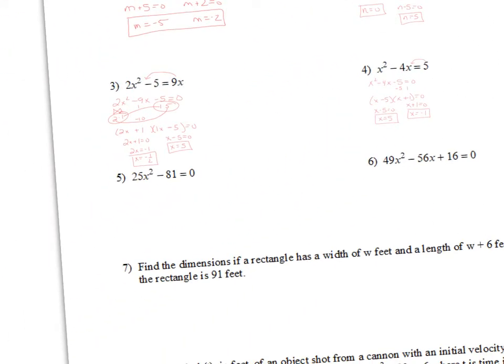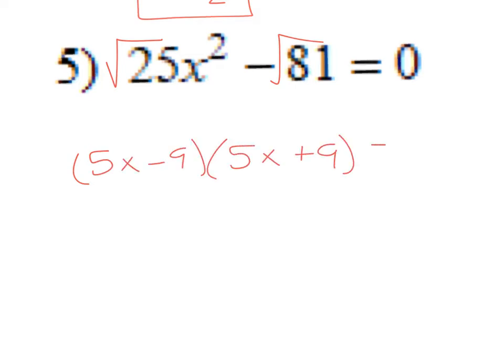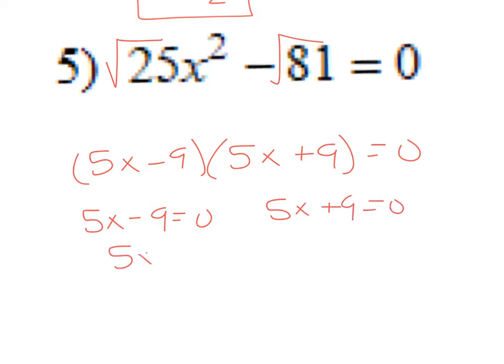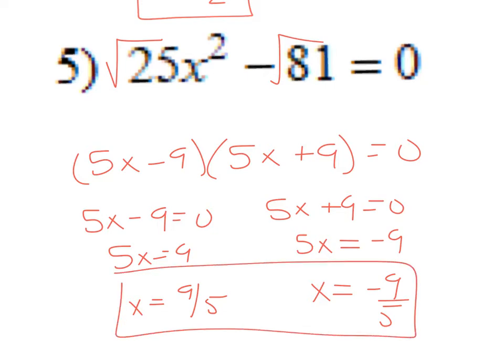Okay, number 5, let's go back the other way here. On this one, this is a difference of squares. So I'm going to square root both parts here, and I get 5x minus 9 and 5x plus 9 equal to 0. And so 5x minus 9 equals 0 and 5x plus 9 equals 0. I'm going to add the 9 over and then divide by 5 and get 9/5. Same thing here. I'm going to subtract the 9 over and then divide and get -9/5. And those are my two solutions there.